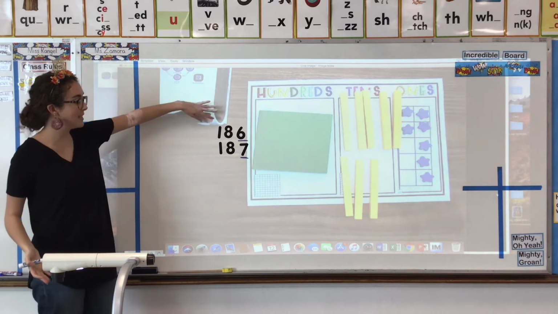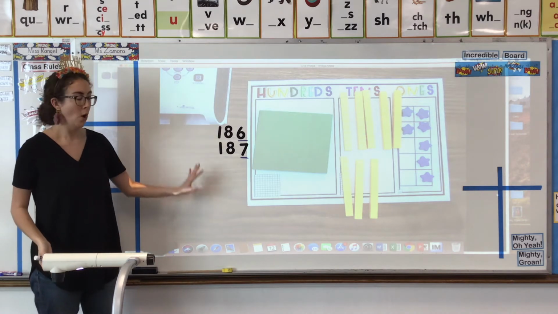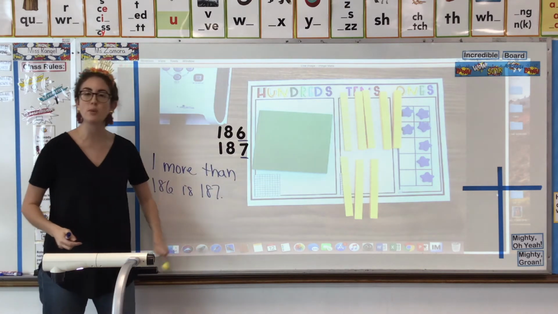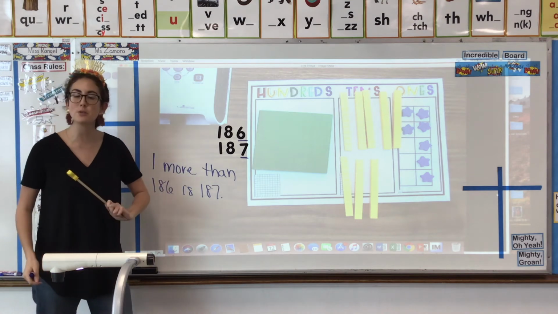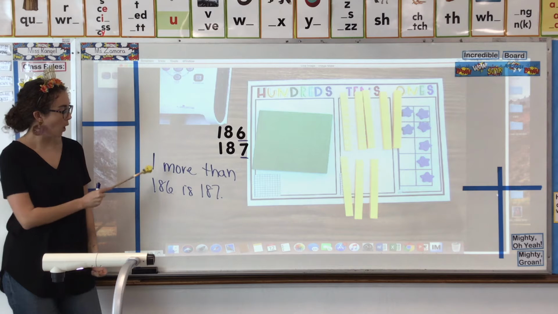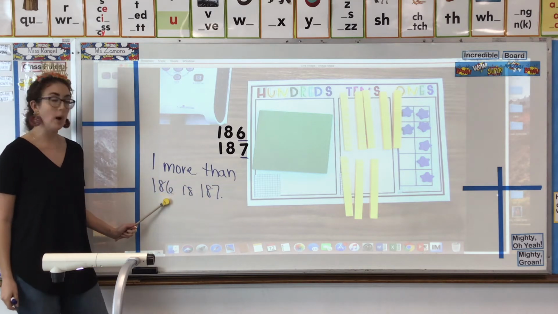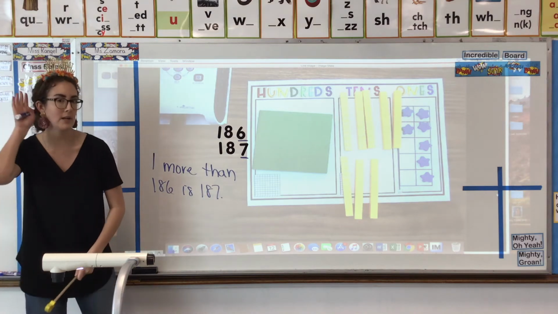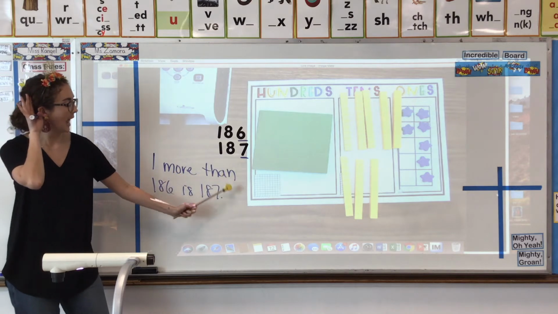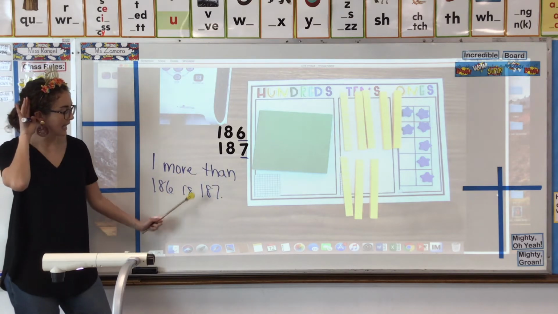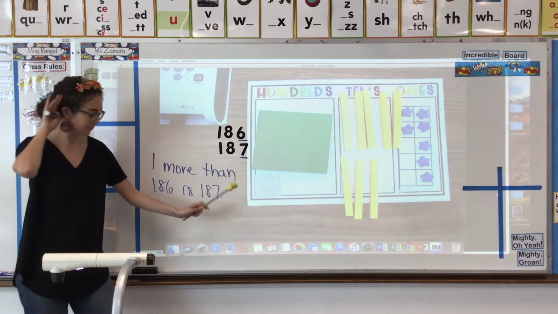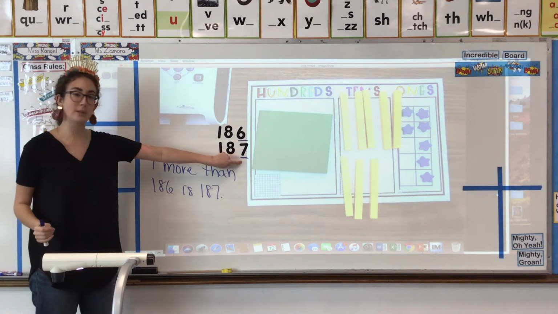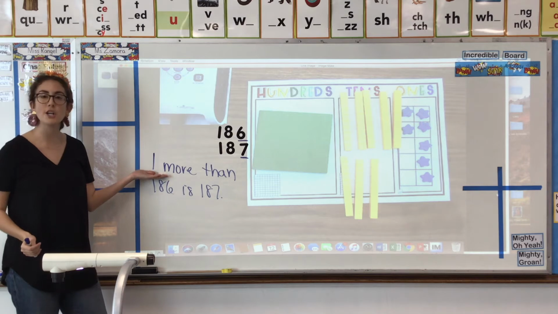So to explain the difference between these two numbers, we can use our math vocabulary. So second grade, can you read this with me and describe the relationship between these numbers? 1 more than 186 is 187. Can we read it one more time? 1 more than 186 is 187.